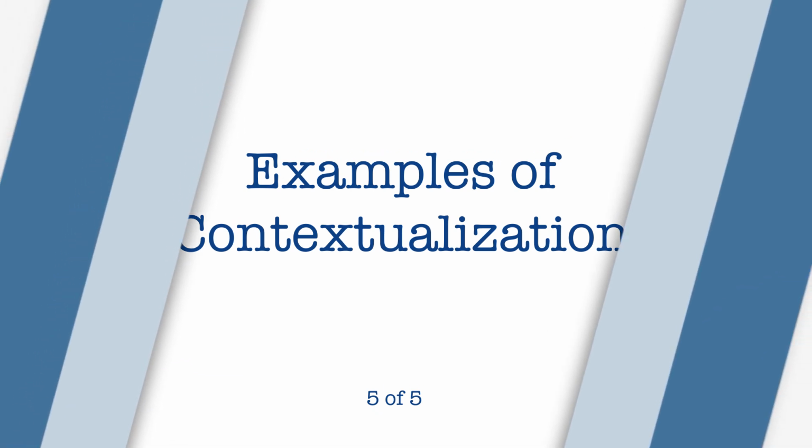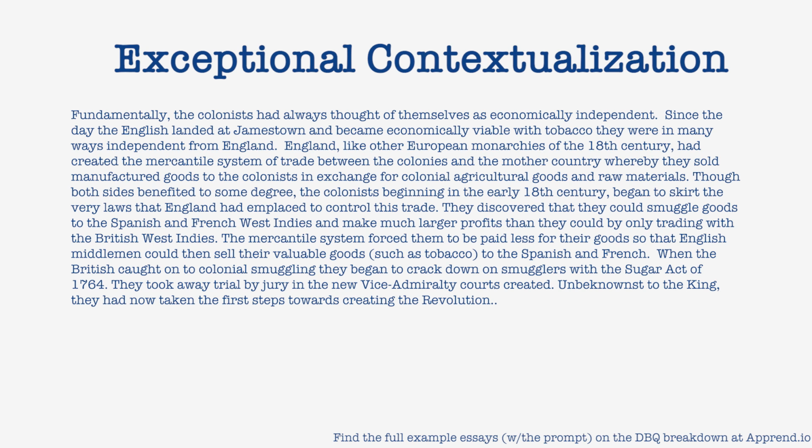So for a very fine example of contextualization, in sample A, in paragraph 2, the student wrote, "Fundamentally, the colonists had always thought of themselves as economically independent. Since the day of the English landing at Jamestown and became economically viable with tobacco, they were in many ways independent from England. England, like other European monarchies of the 18th century, had created the mercantile system of trade between the colonies and the mother country, whereby they sold manufactured goods to the colonies in exchange for colonial agricultural goods and raw materials. Though both sides benefit to some degree, the colonists beginning in the early 18th century began to skirt the very laws that England had in place to control this trade.